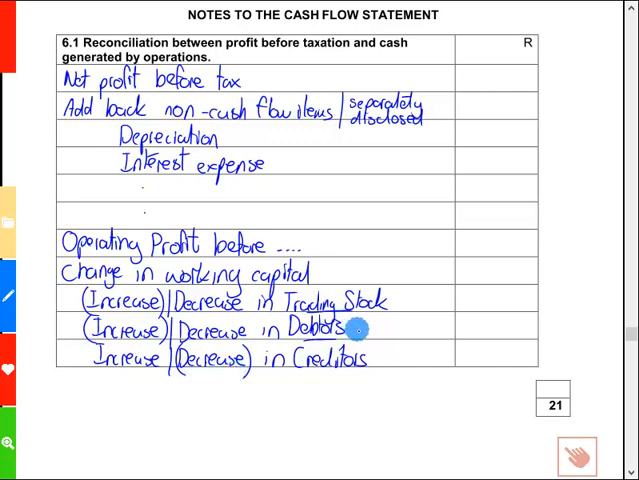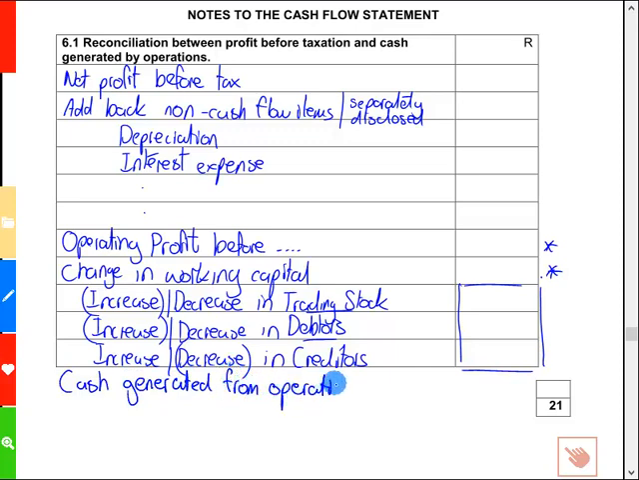Then lastly, you're going to total all of these three together. Add them all up together. You're going to get a total here. You're going to add that to your operating profit before changes, and you will have your cash generated from operations. Happy now?